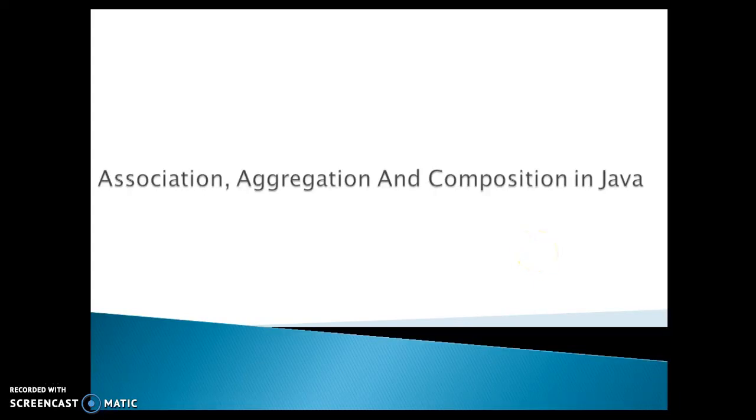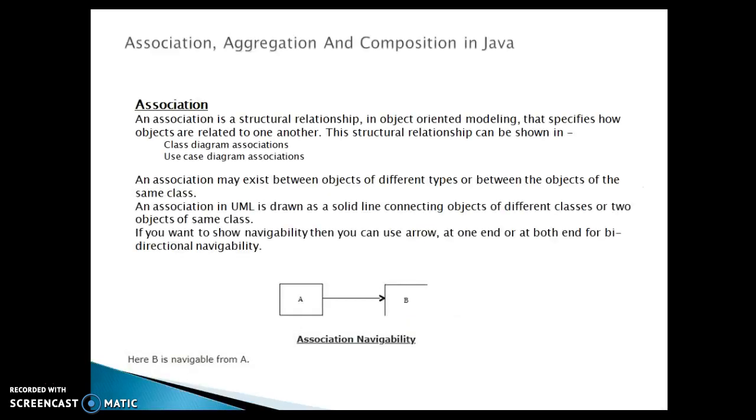In this video tutorial, we are going to talk about association, aggregation and composition in Java. So when we talk about association, an association is a structural relationship in object-oriented modeling that specifies how objects are related to one another. This structural relationship can be shown in two forms. First, using class diagram associations, or second, use case diagram association in UML, right?